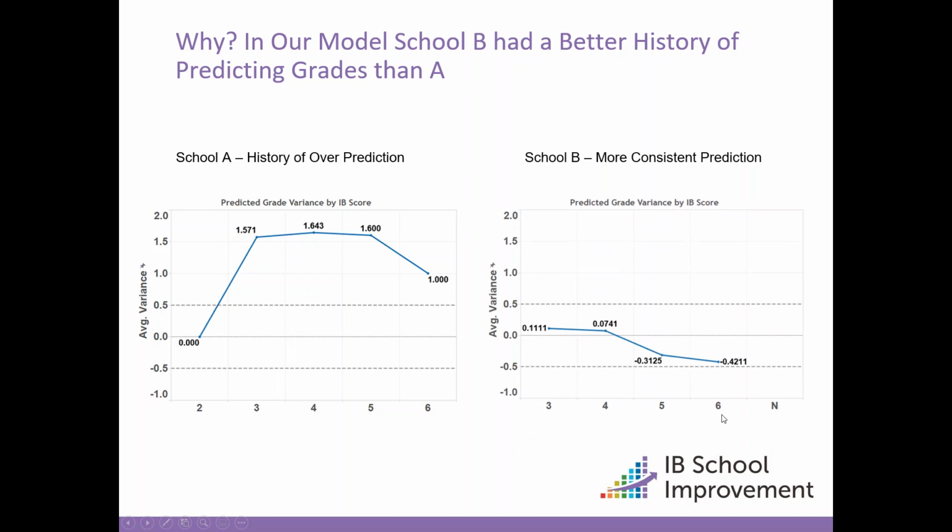Now let's look over at School B. You notice the axes are the same. 6 through 3 predicted grade, the average variance. First thing you're going to notice is School B is well within that plus or minus 0.5 variance. They are fractionally under-predicting and very fractionally over-predicting at the bottom. As a result, in IB's statistical model, they gave School B's predicted grades greater value than they gave School A. This explains how scores were achieved.